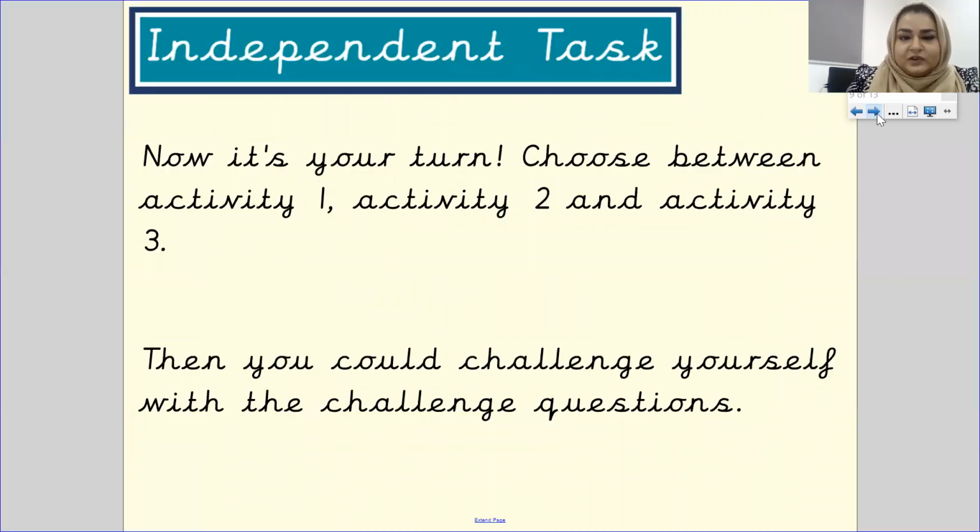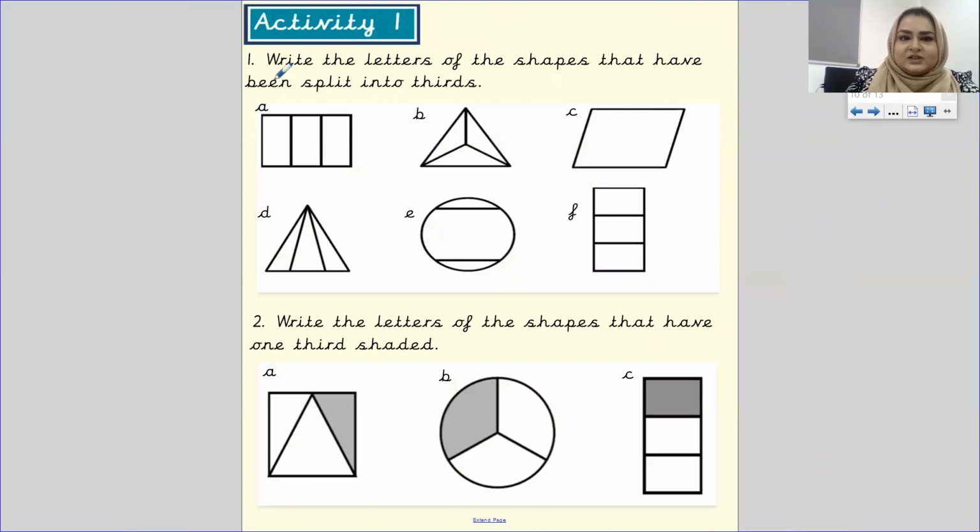Okay, now it's time for your independent task and it's your turn. Choose between activity 1, activity 2, and activity 3. Then you could challenge yourself with the challenge questions. So for activity 1, it says write the letters of the shapes that have been split into thirds. So you need to look at the shape and see if it has 3 equal parts. Okay. Then number 2 is write the letters of the shapes that have 1/3 shaded. Okay, so check if they're equal parts, like we discussed yesterday, and if it's 1 shaded.